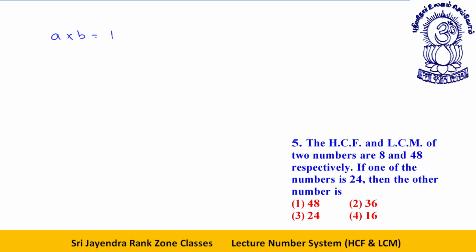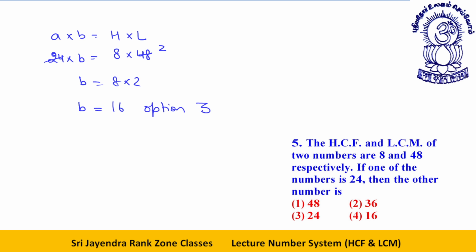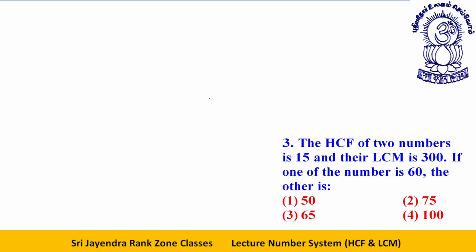A into B is equal to H into L. H is 8, this is 48. If one of the number is 24, the other number B will be very easily cancel. B is equal to 8 into 2, that is 16, or I can say option number 4 is the answer. Let's move ahead.